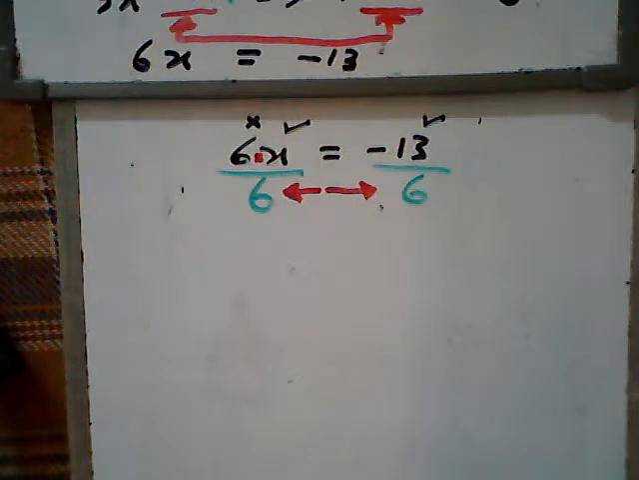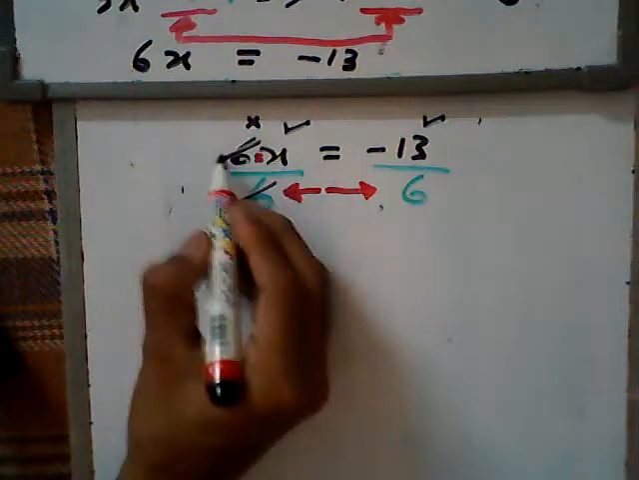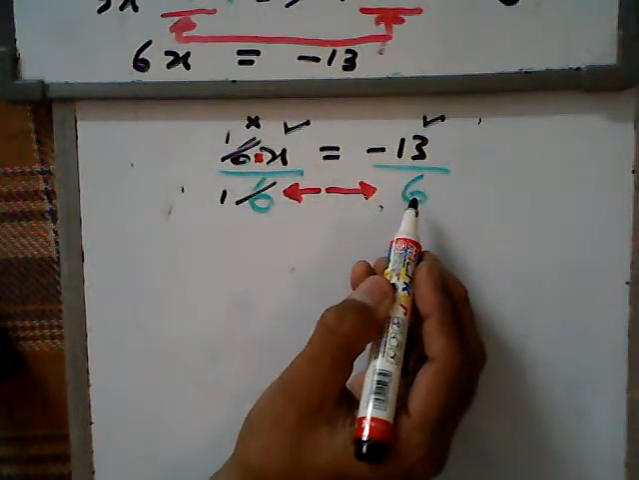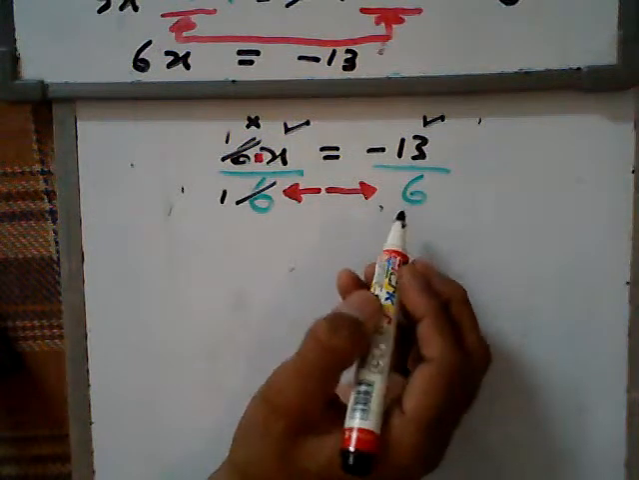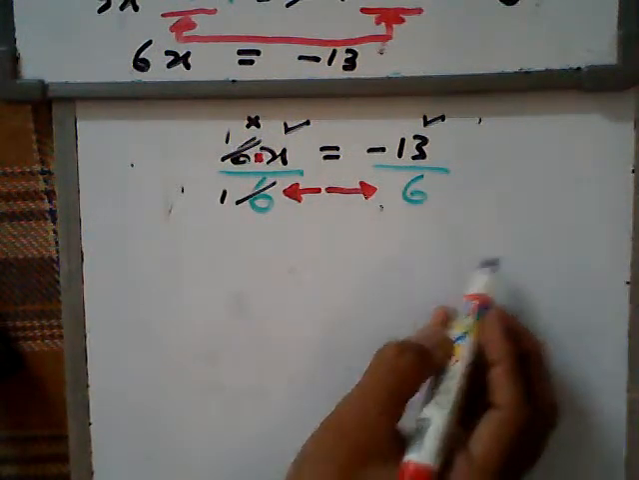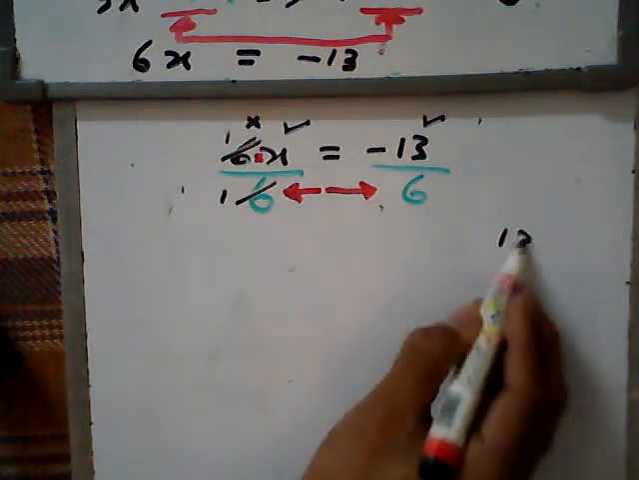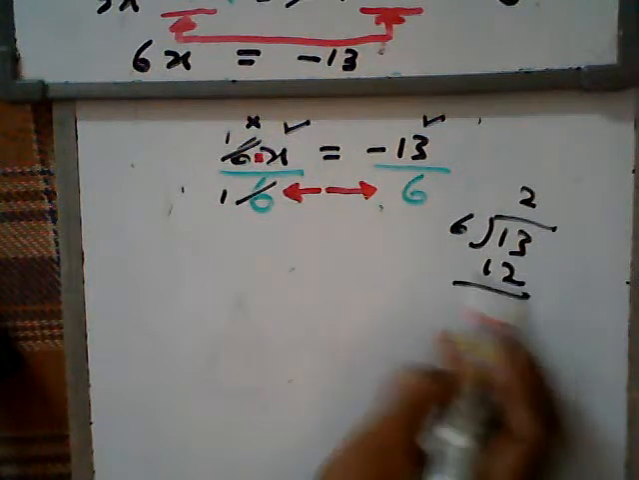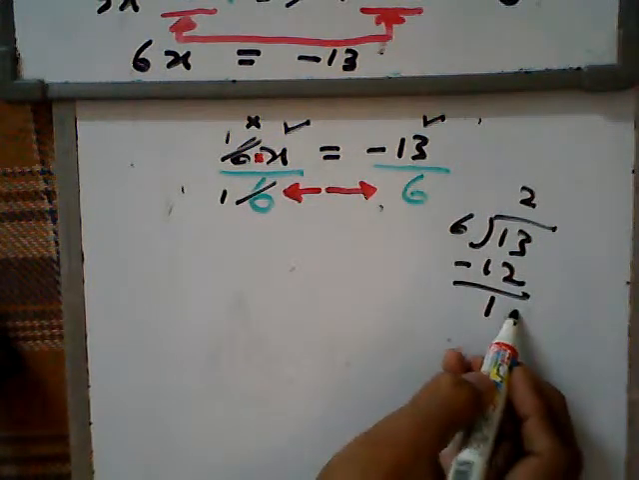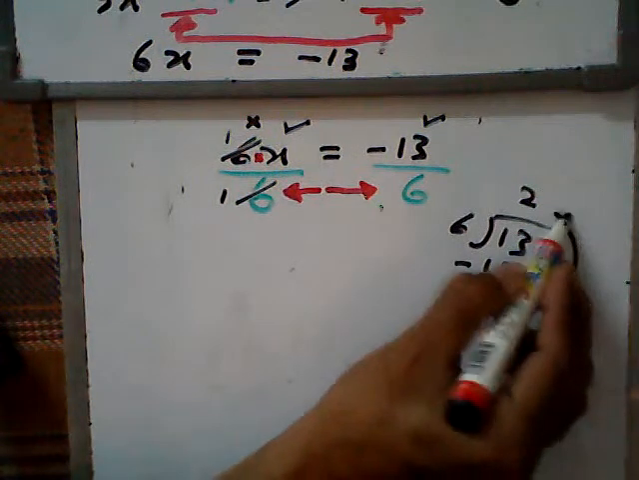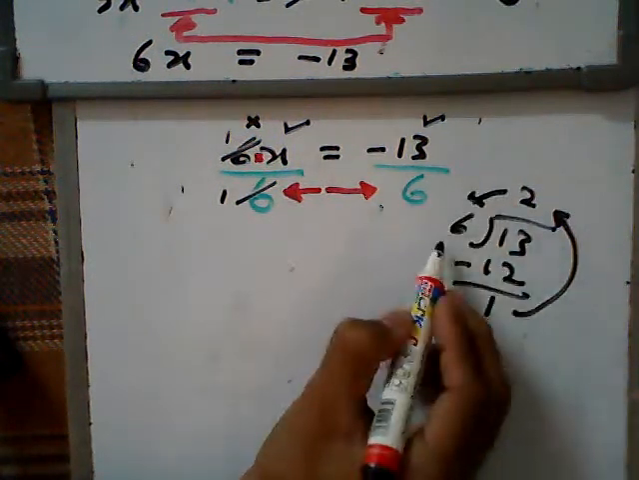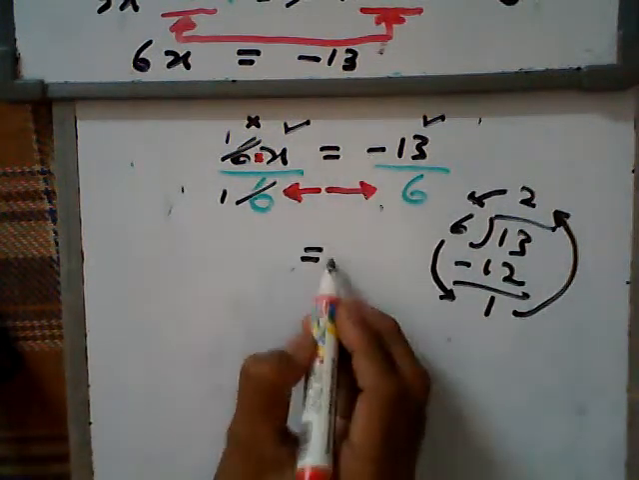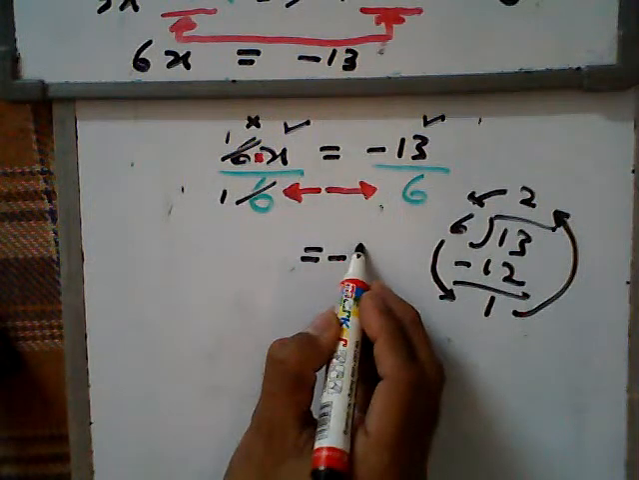So this cancels, leaving 1, and we can't simplify it, but we can divide it. So what comes after division? Let's check it. 13 divided by 6: 2 sixes are 12 and 1 remains. So the bottom goes up to the middle, and the middle goes to the bottom. That's why our answer will have the same sign, minus. We must not forget about the sign.